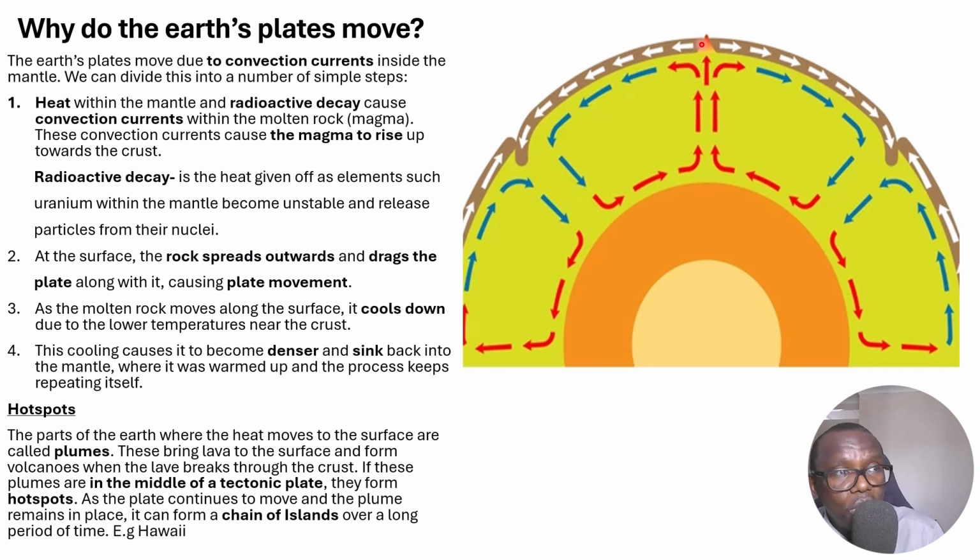Now, hotspots are normally in one part of the earth, and that means that if they're in the middle of the plate and the plate is moving, the plate will keep moving over that particular plume. Over time, because the plate is moving, you will have a series of islands that are likely to be formed by the magma that has reached the surface. An example of that happening is Hawaii, where you have a series of islands on that particular plate.